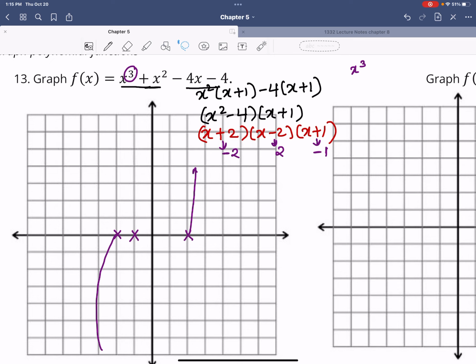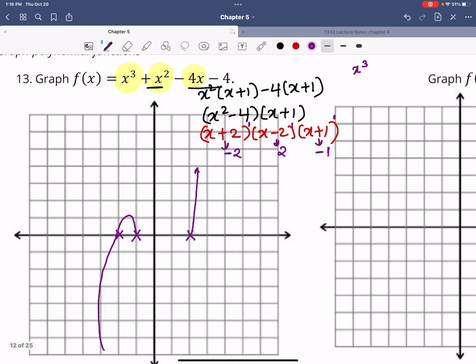Now the multiplicity is 1, 1, 1, so I know the graph is going to cross, go up, cross, go down, cross. And I should find my y-intercept. When I find my y-intercept, I plug in x as 0. So this becomes a 0, this becomes a 0, this becomes a 0. So my y-intercept is negative 4. 1, 2, 3, 4. My y-intercept is negative 4.